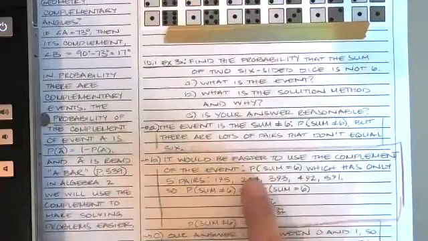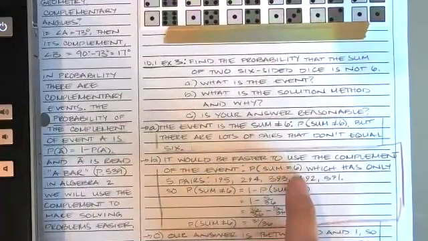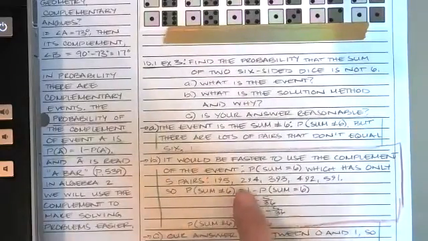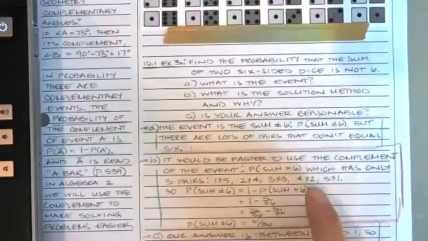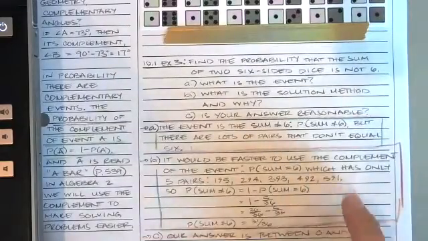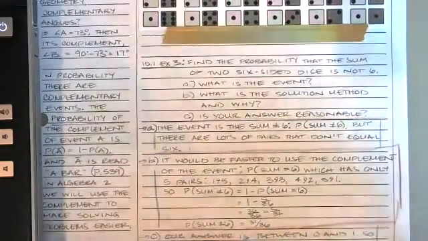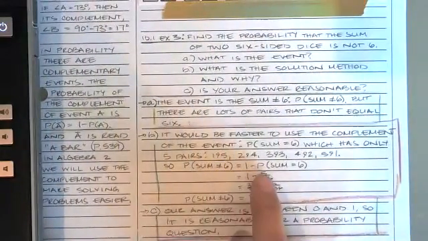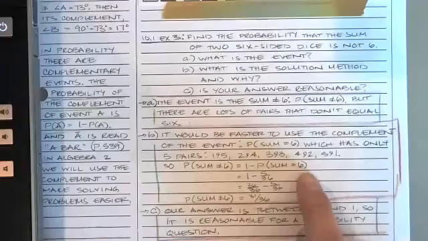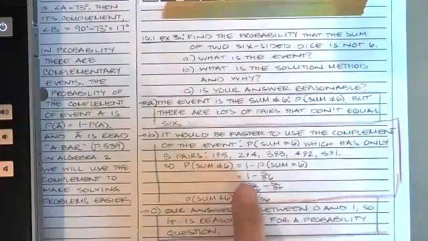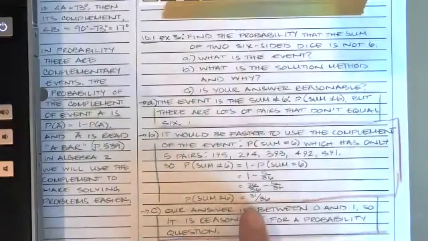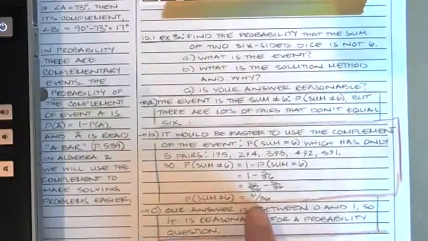So what's the probability that the sum is 6? Which has only 5 pairs, 1 and 5. You could roll a 2 and a 4, a 3 and a 3, a 4 and then a 2, or a 5 and then a 1. So the probability that the sum is not equal to 6 is 1 minus the probability that the sum does equal 6. So I have 1 minus 5 over 36, which simplifies to 31 over 36.